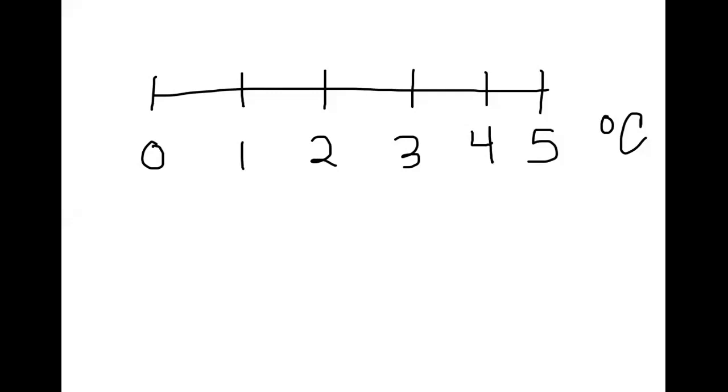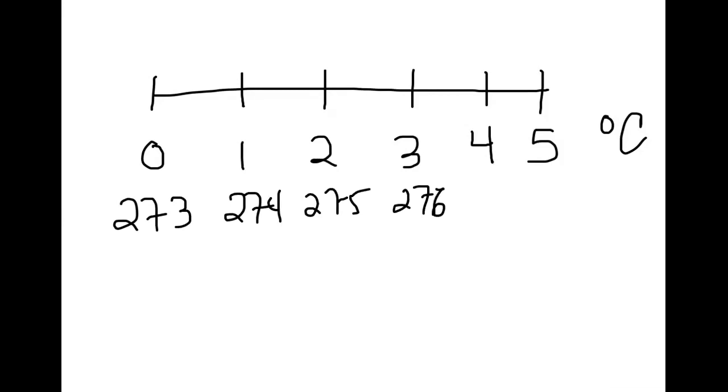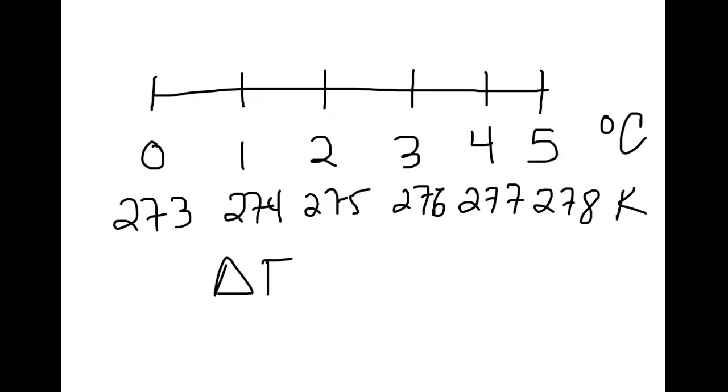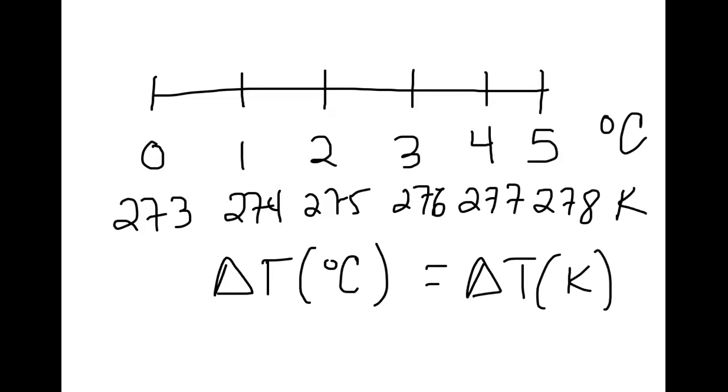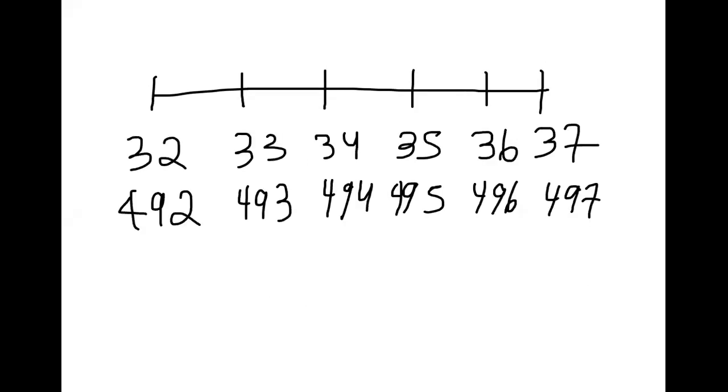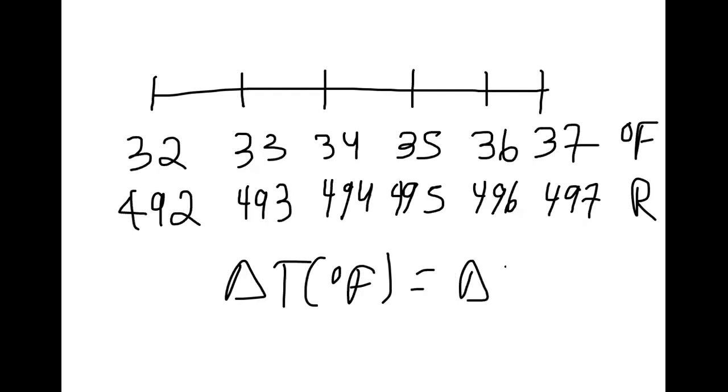So if this is the scale in Celsius, 0, 1, 2, 3 Celsius, we can understand that this is 273, 274, 275, 276, 277, and 278 in Kelvin, which means that one step, or a change in Celsius, is the same as a step or a change in Kelvin. But it's not going to be the same with Fahrenheit and Rankine when you compare them with Celsius and Kelvin. One step in Fahrenheit is going to be equal to one step in Rankine, and this is because the systems have the same slope.